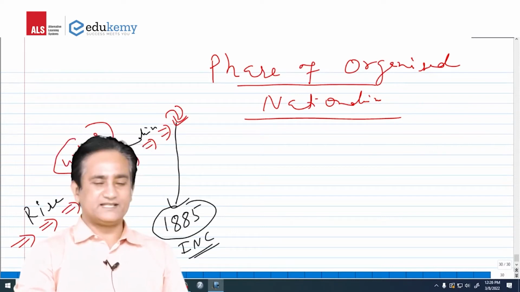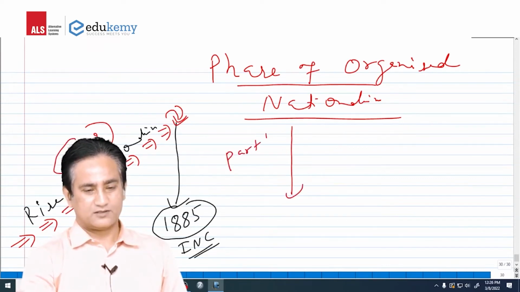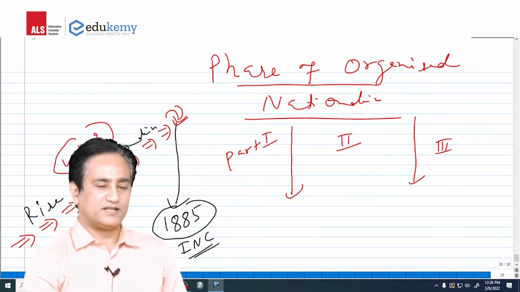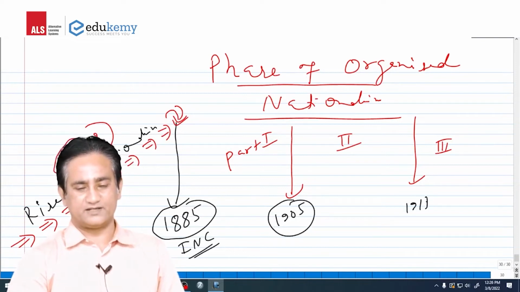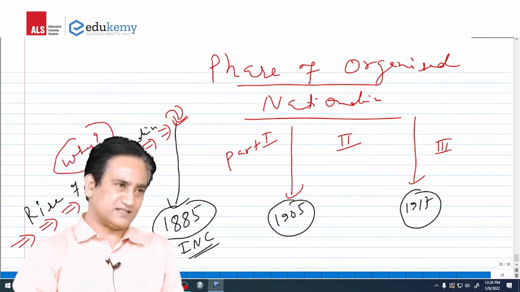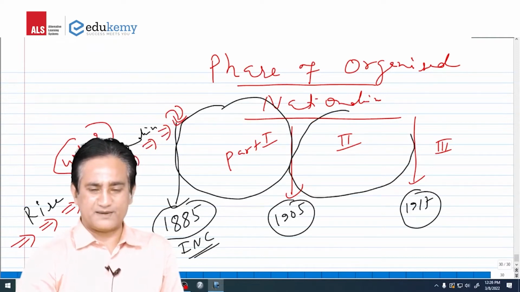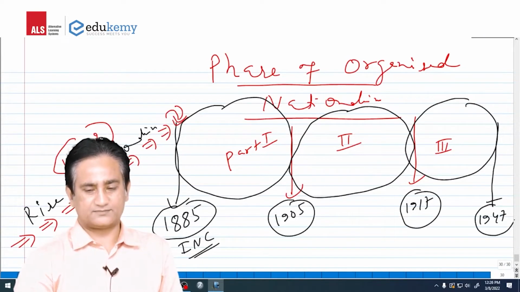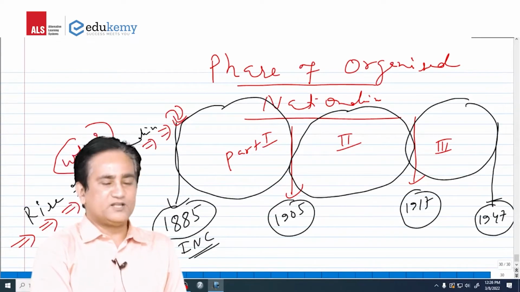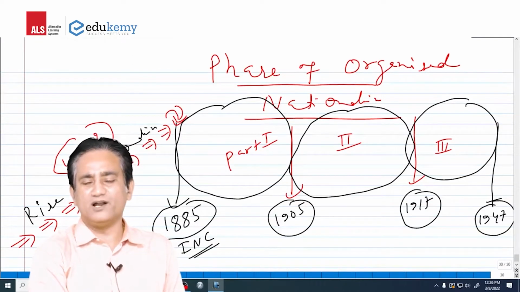freedom movement. And generally we discuss this freedom movement in three parts: part 1, part 2 and part 3. Part 1 is from 1885 to 1905, part 2 from 1905 to 1917, and part 3 from 1917 till 1947. So there are three phases of our organized nationalism. Is it fine? Phase 1 is called, you know it, the moderate phase, phase 2 is the extremist phase, and phase 3 is popularly called the Gandhian phase.